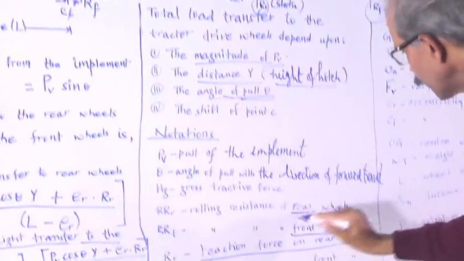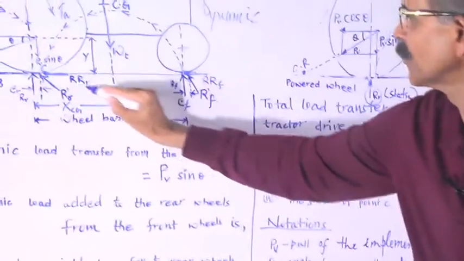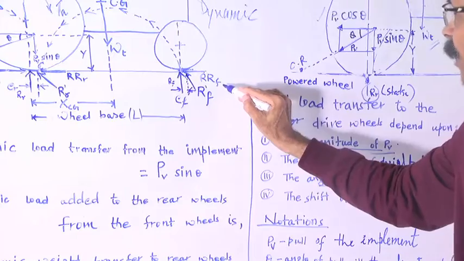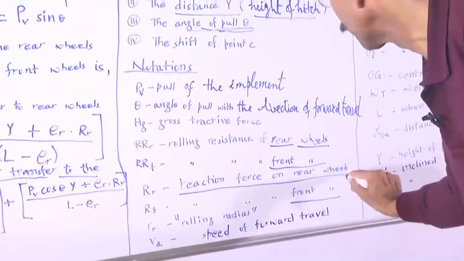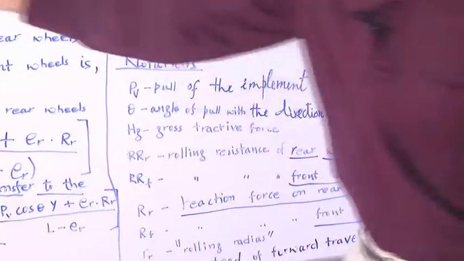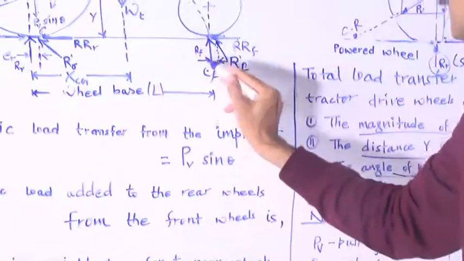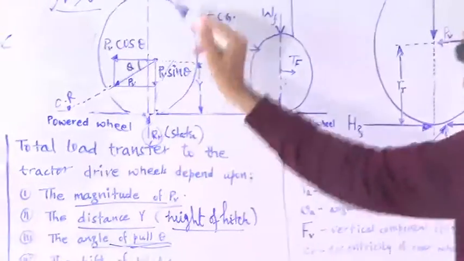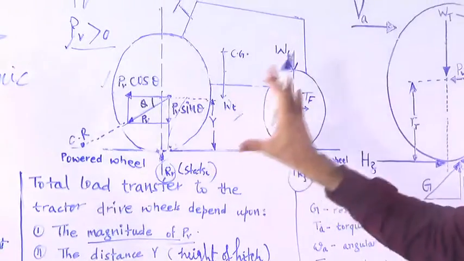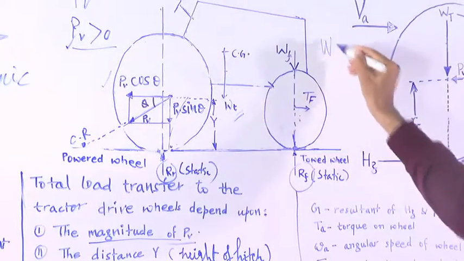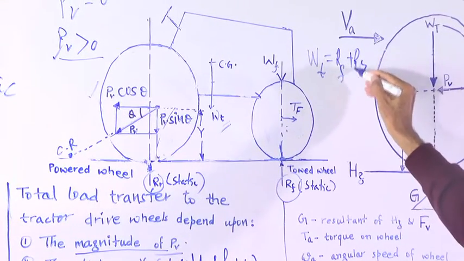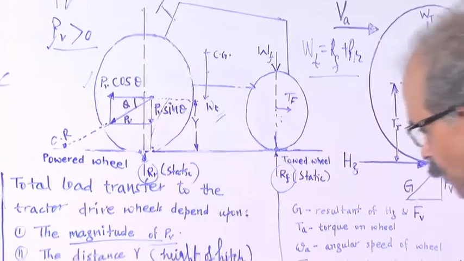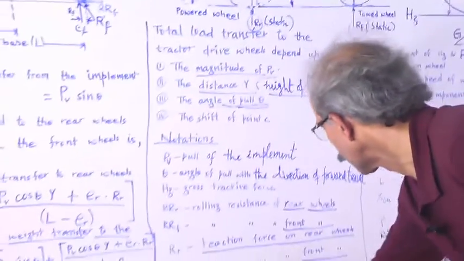Then RR, rolling resistance of the rear wheels. We will see here rolling resistance of the rear wheel, similarly rolling resistance of the front wheel, then the reaction force on the wheels, see reaction force on the rear wheel. This is the reaction force R in the rear wheel, this is the reaction force on the front wheel, which in case of a static situation was simply RF and RR which we have taken, and I said that in case of a static situation, we have simply WT is equal to RF plus RR.